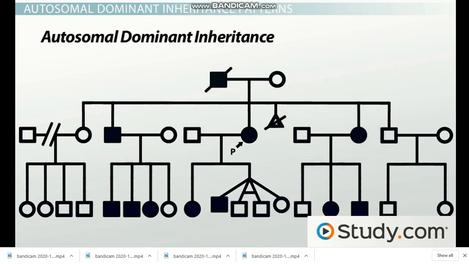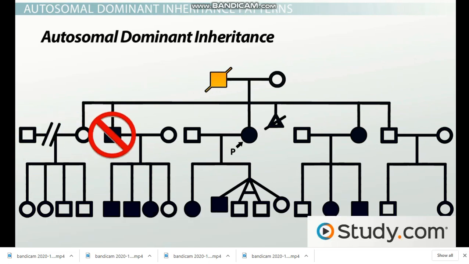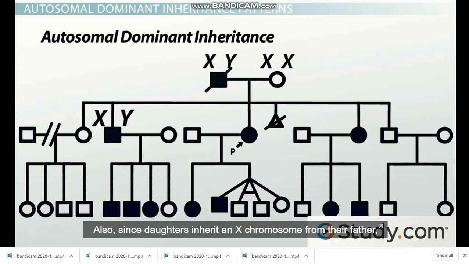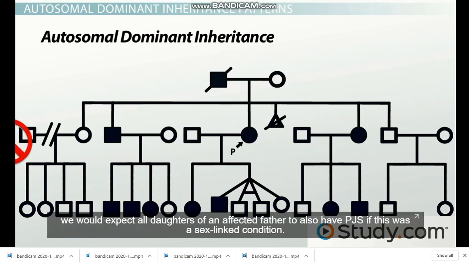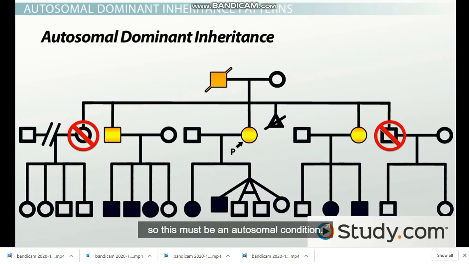Here's why. If the causative gene was located on the X chromosome, then a father could not pass PJS to any of his sons, because sons inherit a Y chromosome from their father and an X chromosome from their mother. Also, since daughters inherit an X chromosome from their father, we would expect all daughters of an affected father to also have PJS if this was a sex-linked condition. In this case, the proband's father has passed PJS along to some of his sons and some of his daughters, so this must be an autosomal condition.